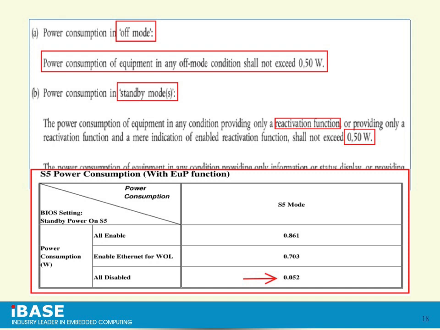As we have mentioned, in the S5 status, with the EuP ErP power saving enabled, the power consumption is lower, only 0.05 watt. So I believe the power consumption is really very low, and EuP ErP has been regulated by the European Union for several years. So our board can meet this standard with no problem.